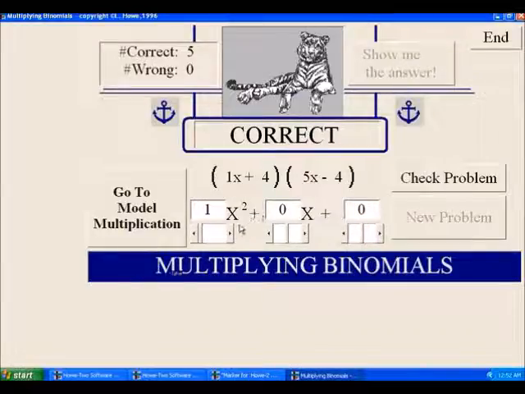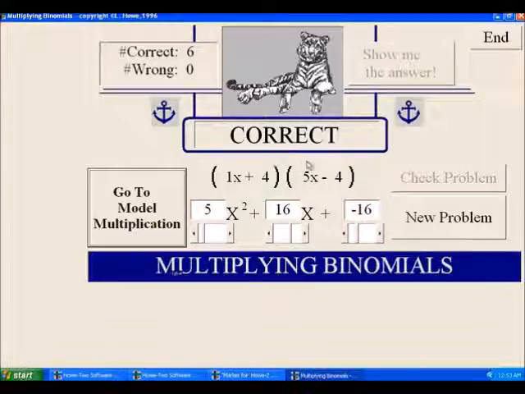Do another problem. First times first, 5x squared. Outside, minus 4x plus 20x would make 16x. Sorry. And minus 16. Oh, that's right.